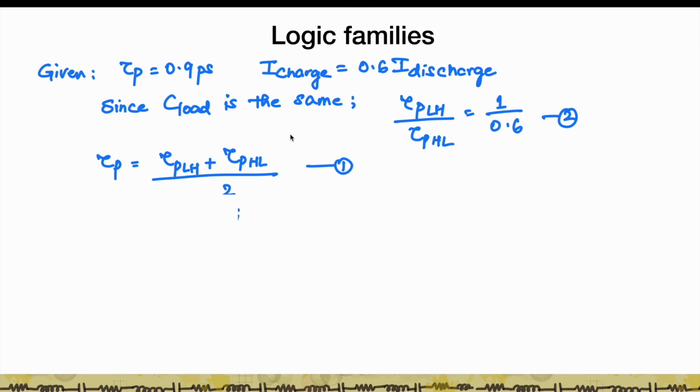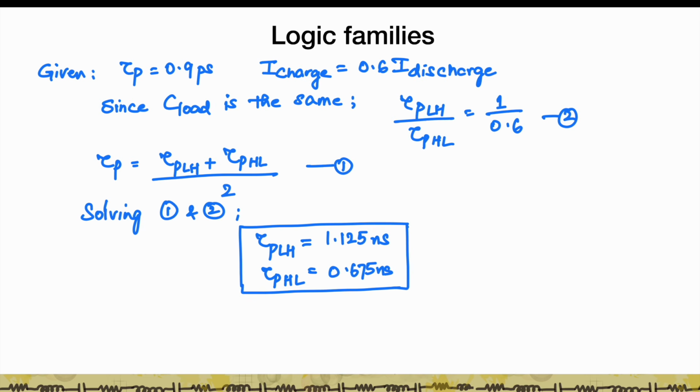So I have two equations and two unknowns, basically the rising and the falling delay. I solve for them and I get the rising and falling delays to be 1.125 and 0.675. The falling delay is faster because the NMOS is faster. The rising delay is slower because the PMOS is only able to supply 60% of the NMOS current.